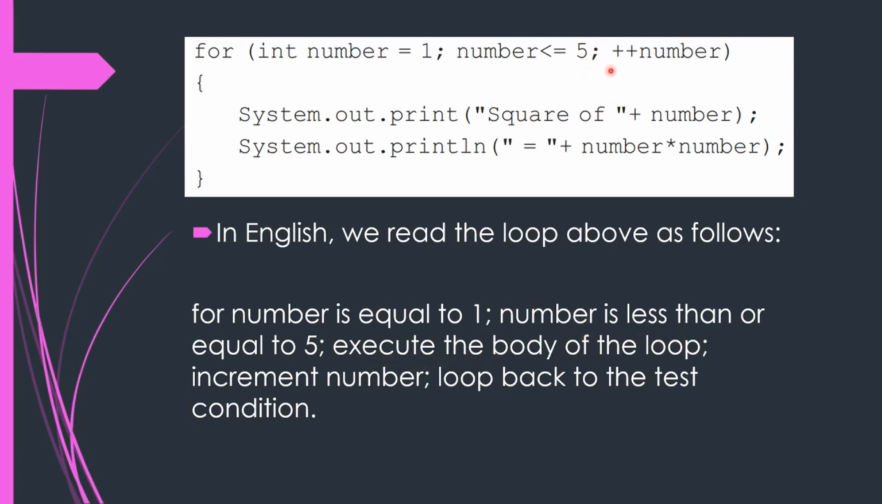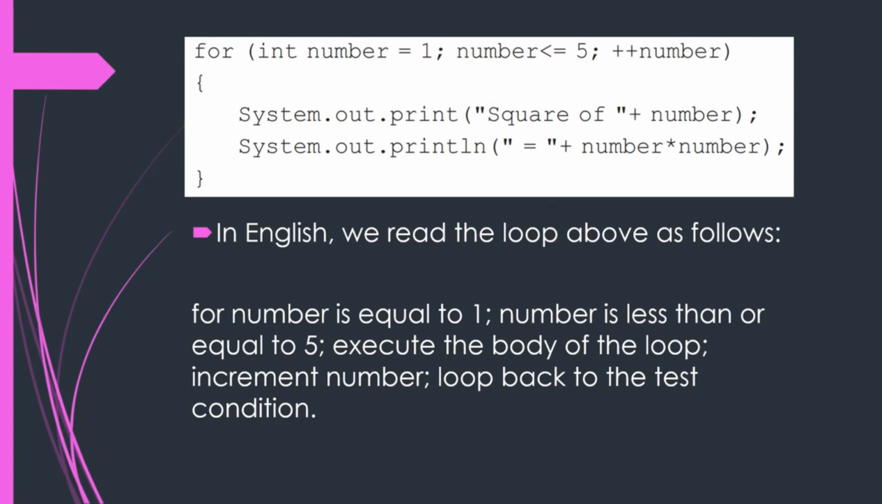After the semicolon, there is the change counter step, which changes the value of the counter. Here the counter is number, so number's value will be changed. That is why we have used plus plus number. So what will it do? Execute the body of the loop, increment number, loop back to the test condition. So basically after testing whether the number is less than or equal to 5, it will execute the body of the loop, then it will increment the number, and then it will go back to the test condition. This is how we read the loop, and this is how the loop works.